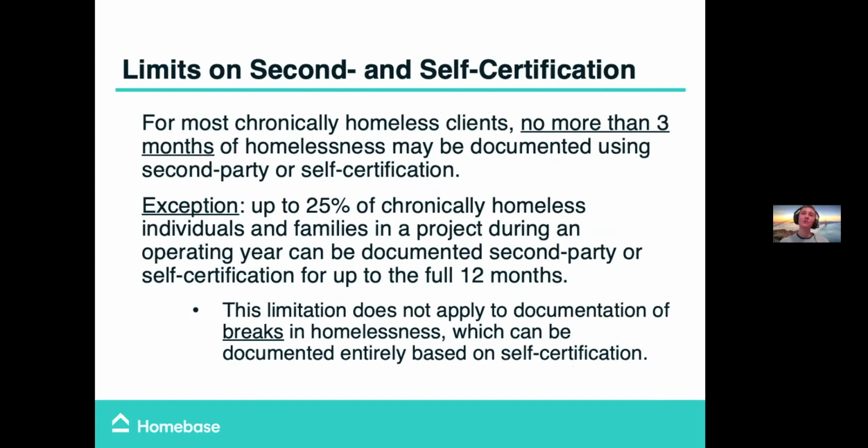The next slide gets into some other ways that HUD deprioritizes second party and self-certification. So generally speaking, for the chronically homeless clients that you're documenting or whose documentation you're reviewing, for a particular program, for just generally every client, you can document up to 3 months of their history of homelessness using second or first party, so self-certification or program staff documentation. You still have to try to get third party, and you still have to document that you tried and failed, but you can fall back to those less preferred forms of documentation for up to 3 months. But at least 9 months of the history of homelessness must be documented with third party documentation. So at this point, it's not just a preference, it's a requirement that at least 9 months be documentable by third party documentation.